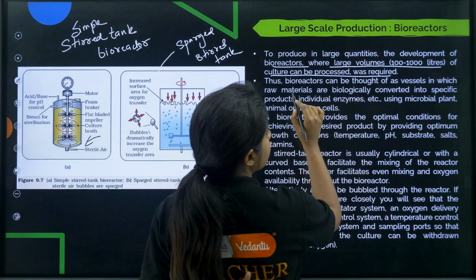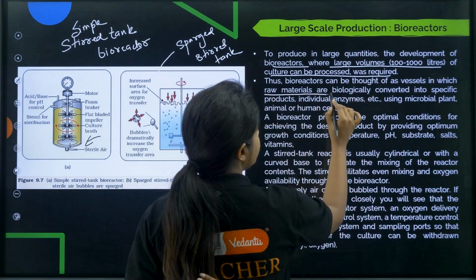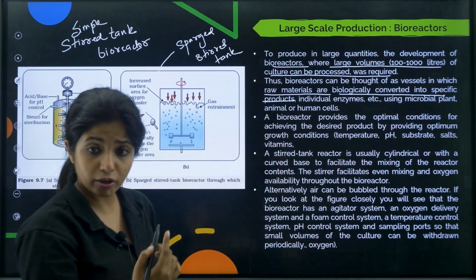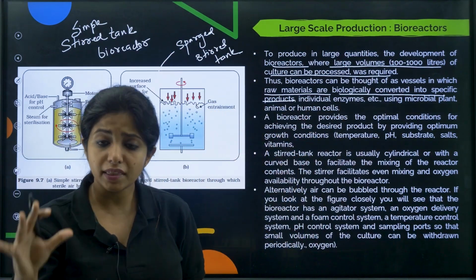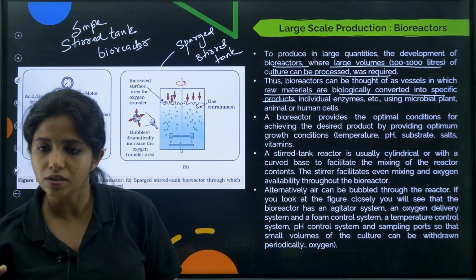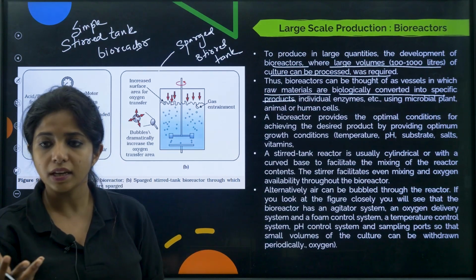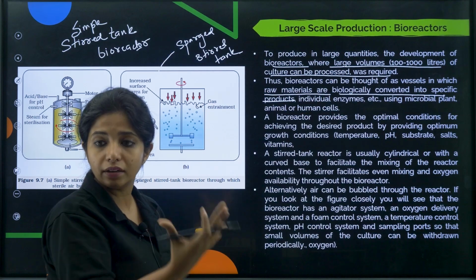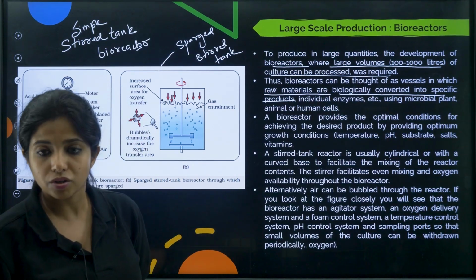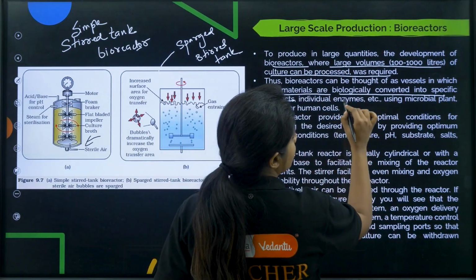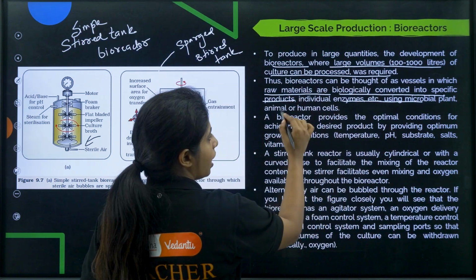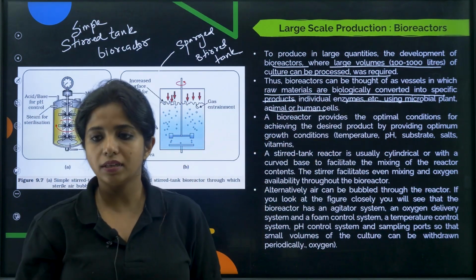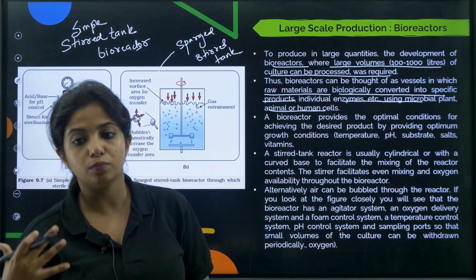Thus, bioreactors can be thought of as vessels in which raw materials are biologically converted to specific products. Now, I can give you a question. What is that thing that helps in conversion of raw materials to specific products or individual enzymes, etc.? What do you call this? You call this bioreactors. Now it can be microbial or a plant or an animal cell or a human cell, whatever it is, but it is being used.